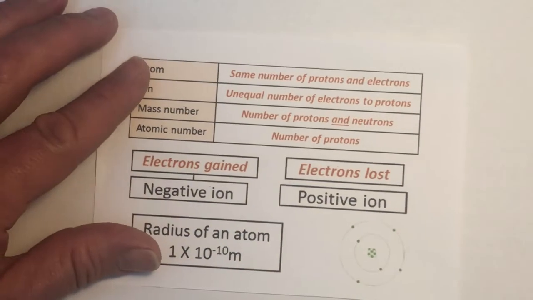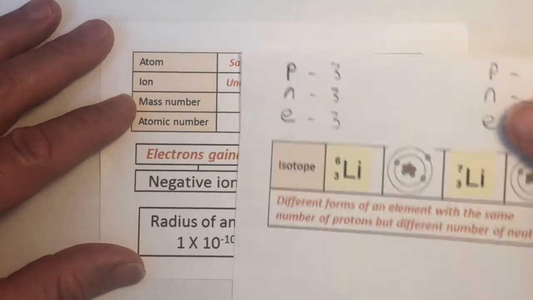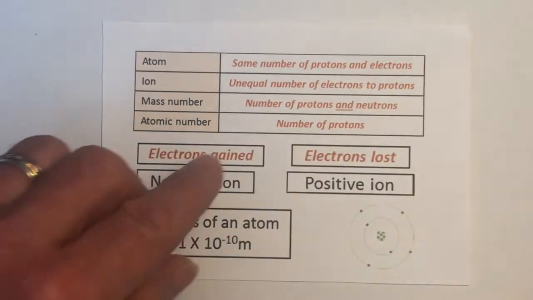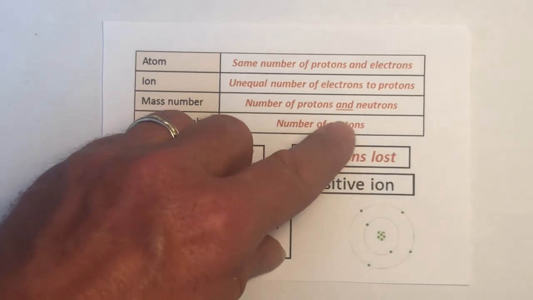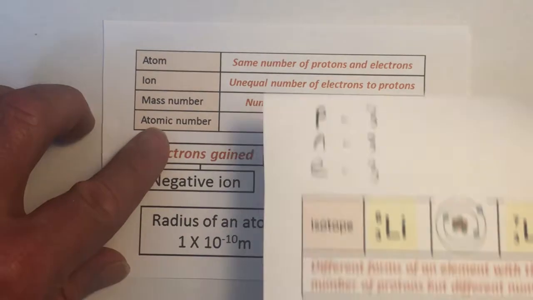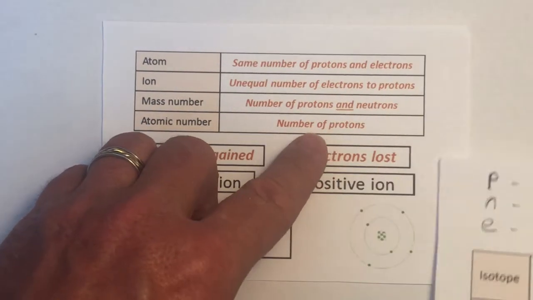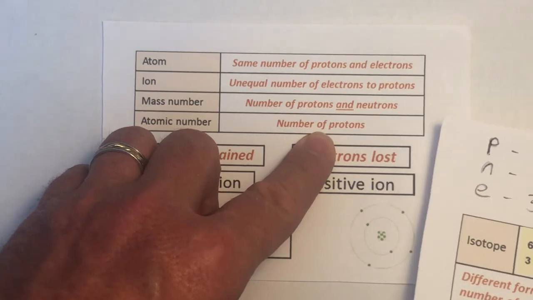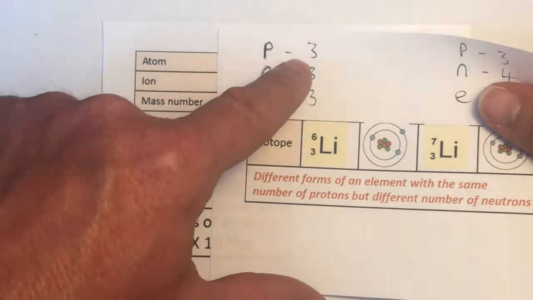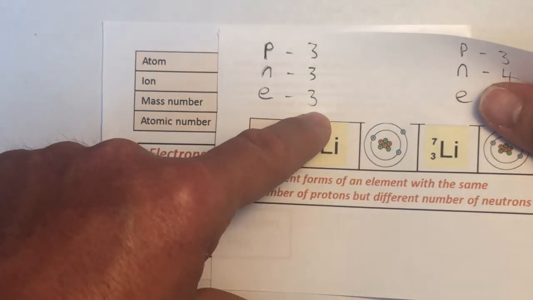So, here we have the numbers. The mass number, which is the big number at the top, is the number of protons and the number of neutrons, so that is where they're added together. The atomic number, or sometimes called the proton number, is the number at the bottom, and that is literally the number of protons. What you can work out from that is that if the proton number is 3, the electrons will also be 3.